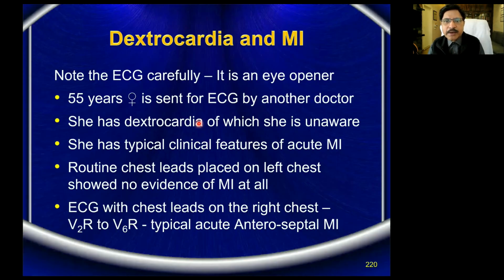A 55-year-old female is sent for ECG by another doctor. This is the lady actually. She has dextrocardia, of which she did not give a history to us. She has typical clinical features of acute MI. Routine chest leads placed on the left chest showed no evidence of MI. ECG with chest leads on the right chest, V1 to V6, showed typical acute anteroseptal MI, dextrocardia and MI. Keep that in mind, dextrocardia with MI can occur.